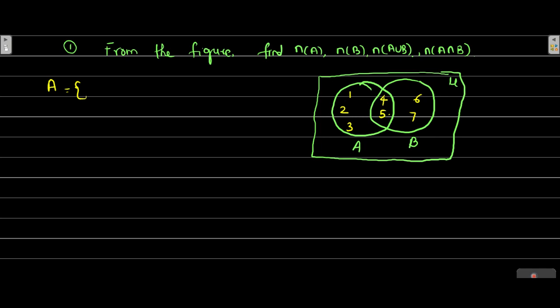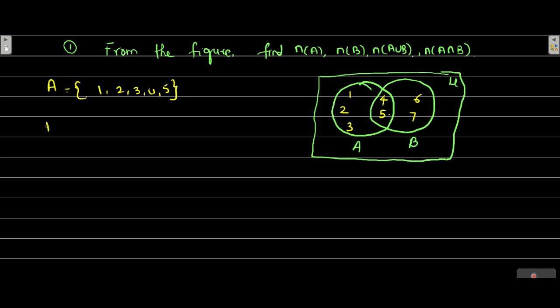As you can see here, all the elements within the circle, including the overlapped area, this complete circle we are talking about. So, all the elements inside this circle represent the set A. So, what is there? 1, 2, 3, 4 and 5. Let us list out the elements of set A: 1, 2, 3, 4 and 5.